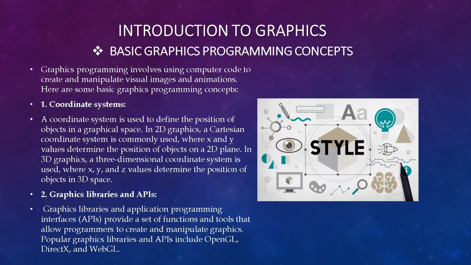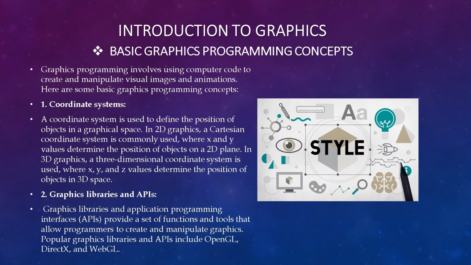Graphics programming involves using computer code to create and manipulate visual images and animations. Here are some basic graphics programming concepts. 1. Coordinate systems. A coordinate system is used to define the position of objects in a graphical space. In 2D graphics, a Cartesian coordinate system is commonly used, where x and y values determine the position of objects on a 2D plane. In 3D graphics, a three-dimensional coordinate system is used, where x, y, and z values determine the position of objects in 3D space.